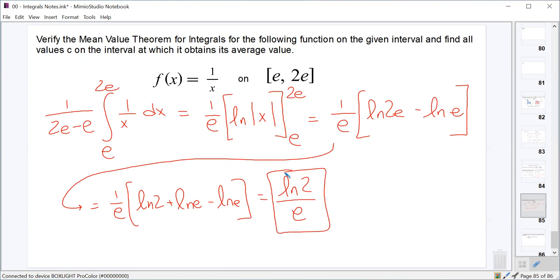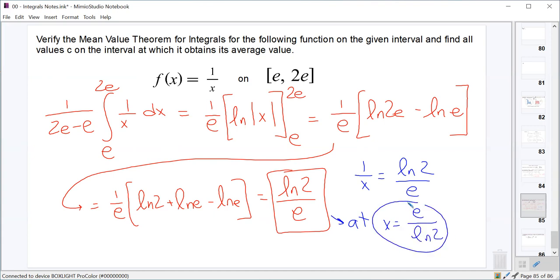And if we want to know where it hits that value, just set 1 over x equal to the natural log of 2 over e and take the reciprocal of both sides. This occurs at x equals the reciprocal, e over the natural log of 2.